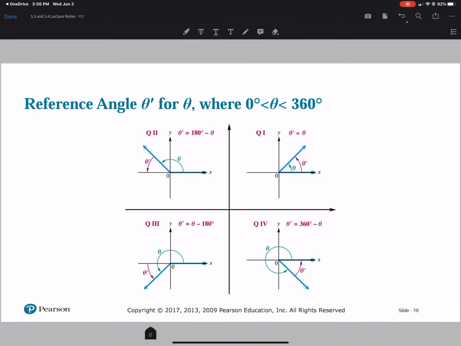Now, basically, this is what I was just saying. If you're in the first quadrant, theta prime is equal to theta. If you're in the second quadrant, you do 180 minus theta. If you're in the third quadrant, you do theta minus 180. If you're in the fourth quadrant, you do 360 minus theta. So that's exactly what I was saying a second ago. So remember that anytime during this, you can always pause the video and then copy whatever you need to copy.